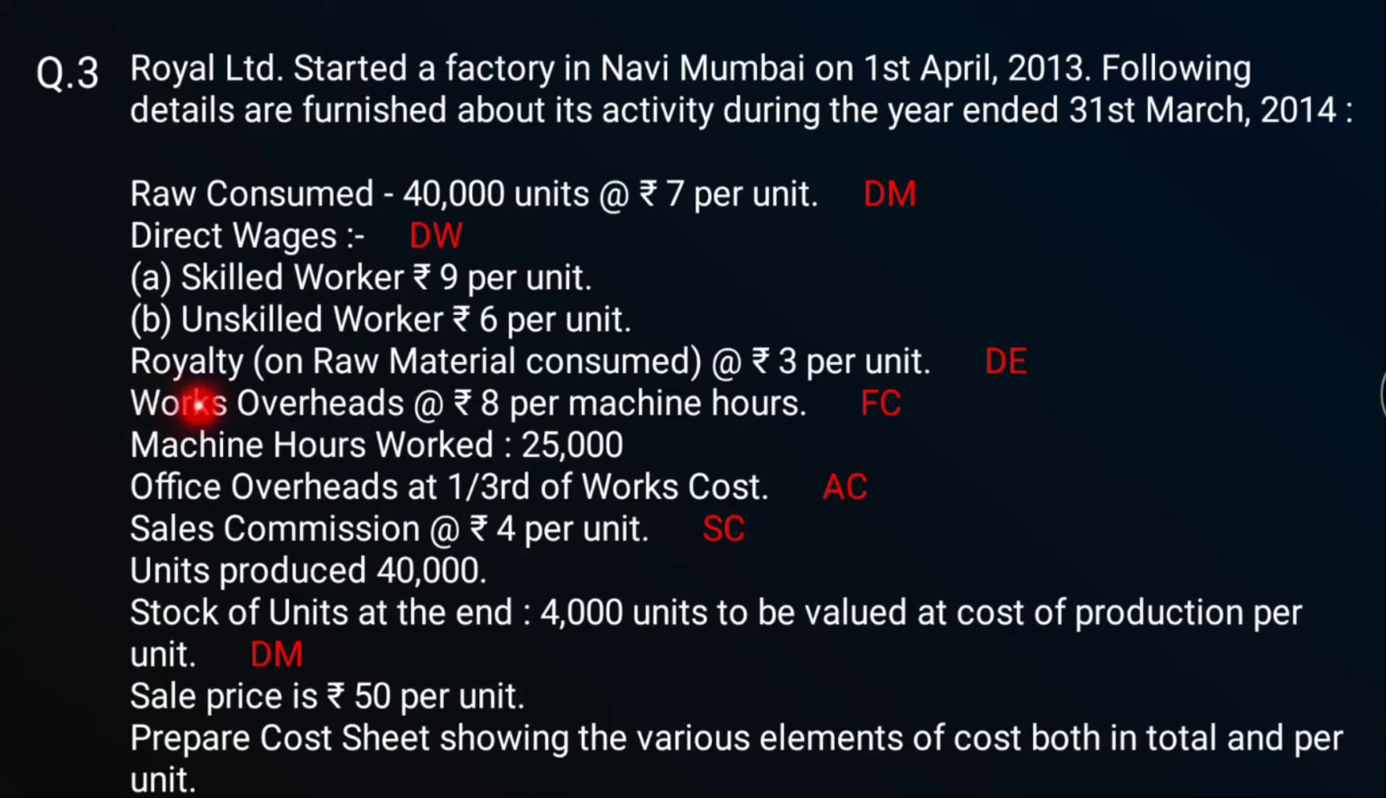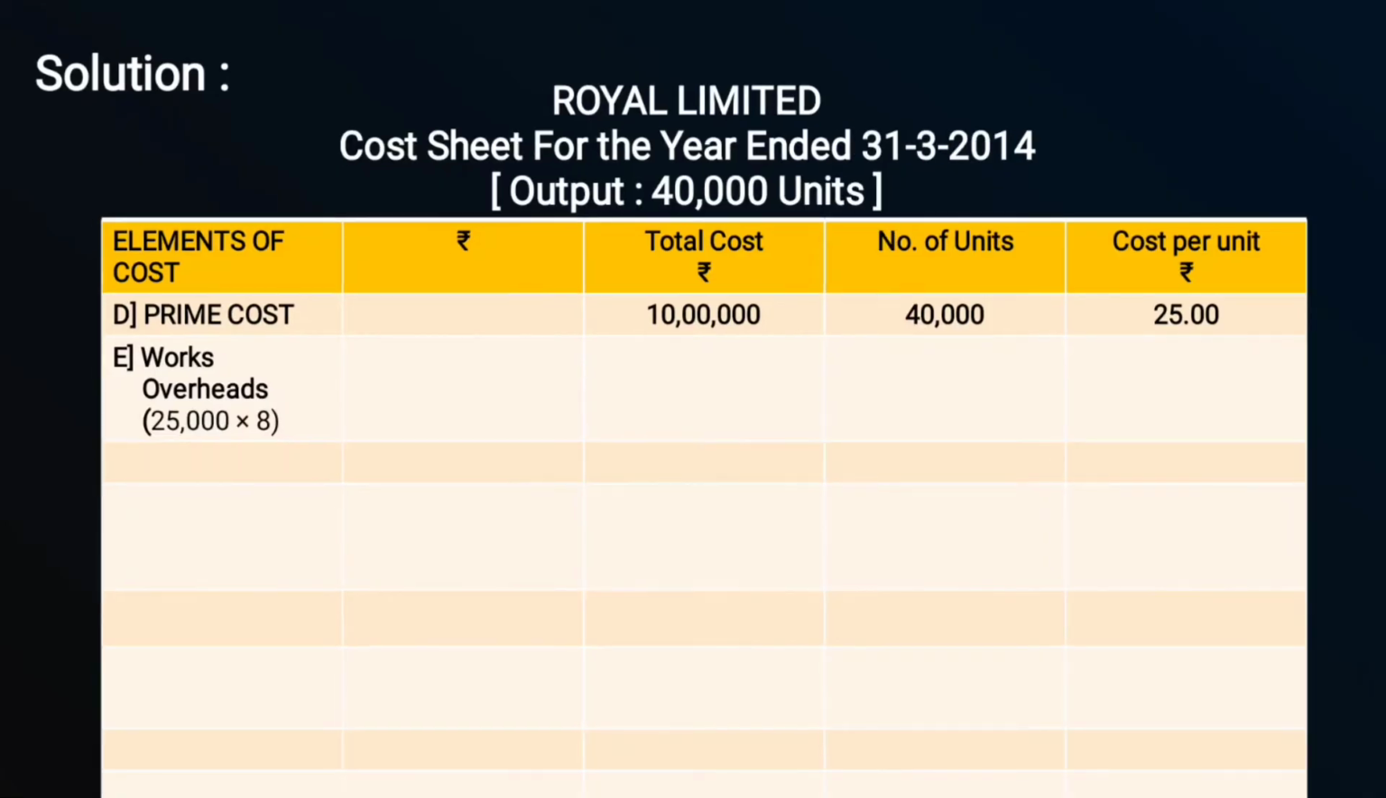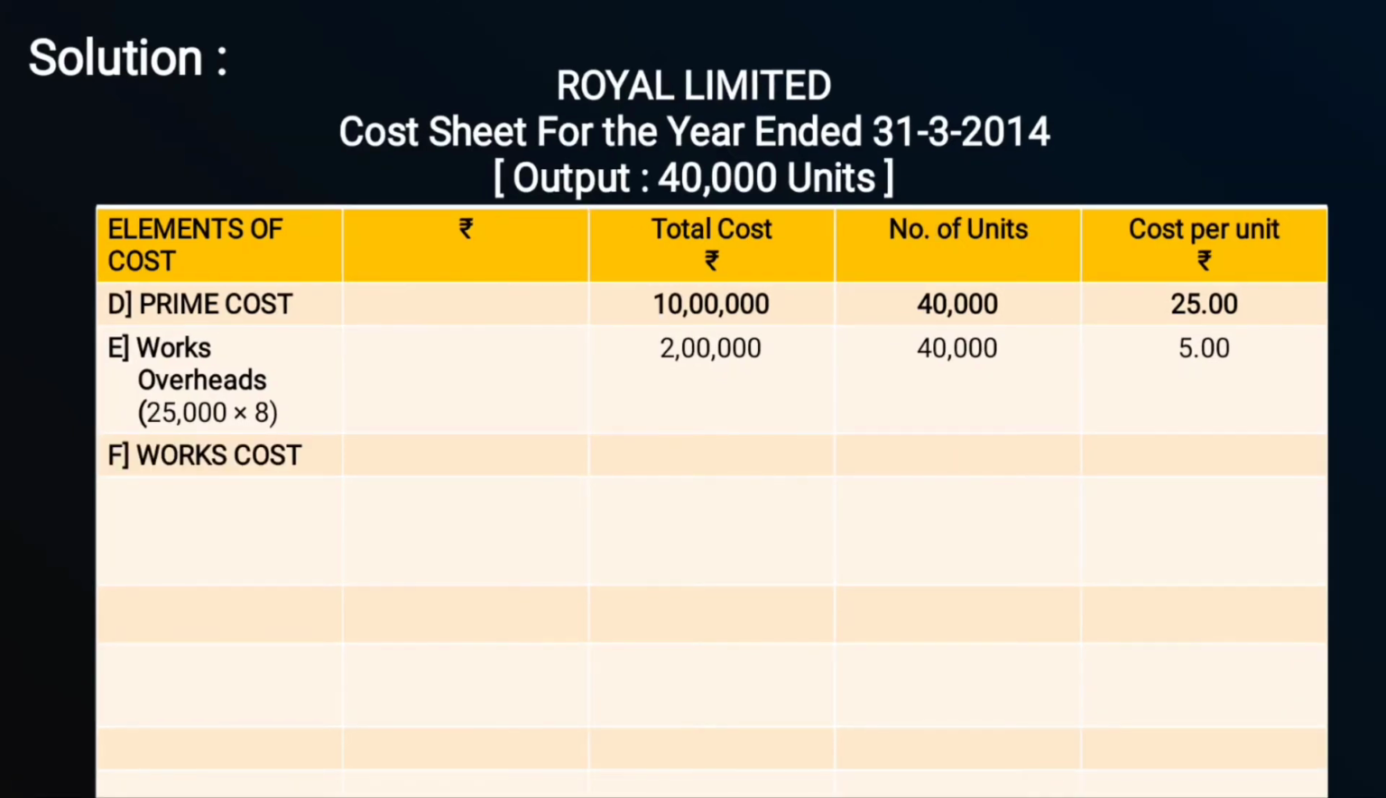Next, we'll record works overheads at the rate of 8 per machine hour, and machine hours worked is given as 25,000. So we'll record it. Works overheads as 25,000 into 8, which will be rupees 2 lakhs. Number of units is 40,000 and cost per unit will be 5 per unit. Part F, works cost. So works cost amount will be rupees 12 lakhs. Number of units will be 40,000 and cost per unit will be rupees 30 per unit.